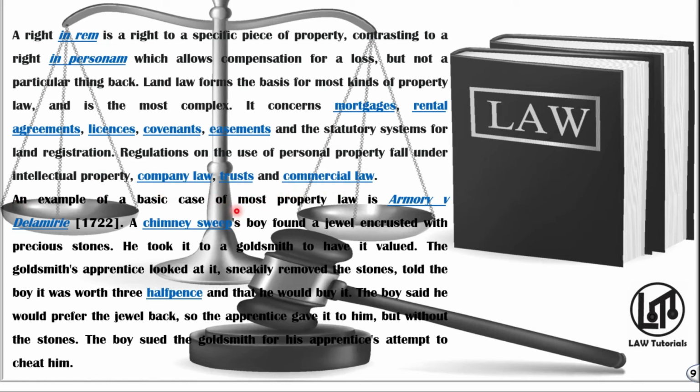An example of a basic case of most property law is Armory versus Delamere, 1722. A chimney sweep's boy found a jewel encrusted with precious stones. He took it to a goldsmith to have it valued. The goldsmith's apprentice looked at it, sneakily removed the stones, told the boy it was worth 3 halfpence, and that he would buy it. The boy said he would prefer the jewel back, so the apprentice gave it to him. But without the stones. The boy sued the goldsmith for his apprentice's attempt to cheat him.